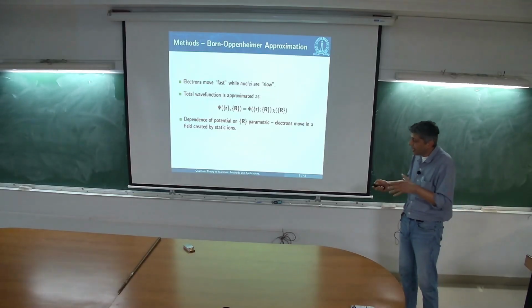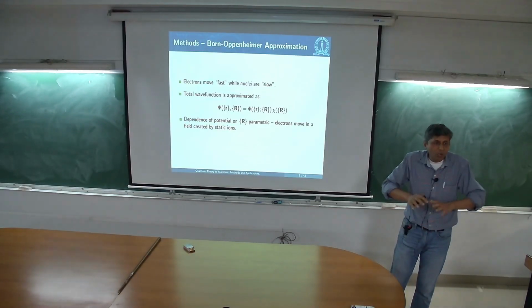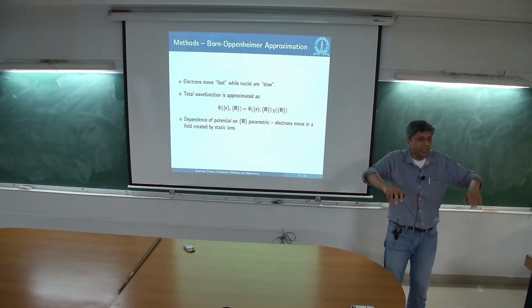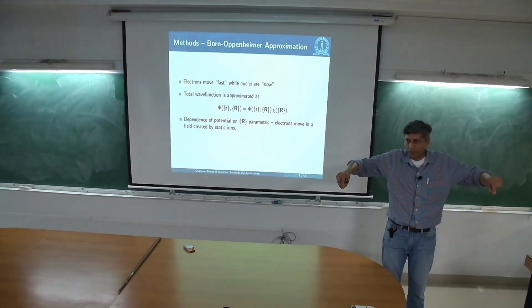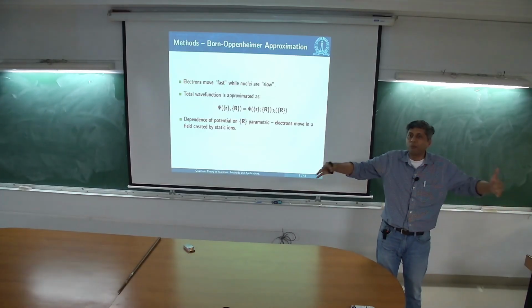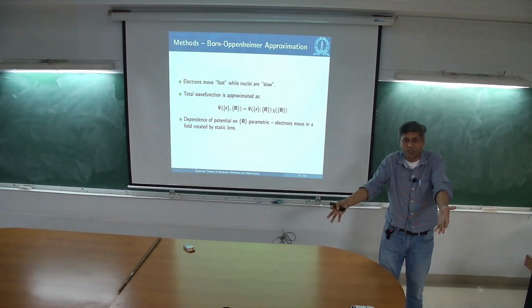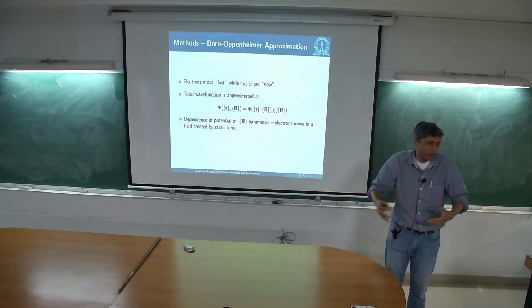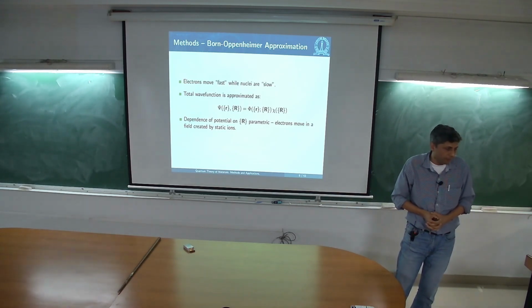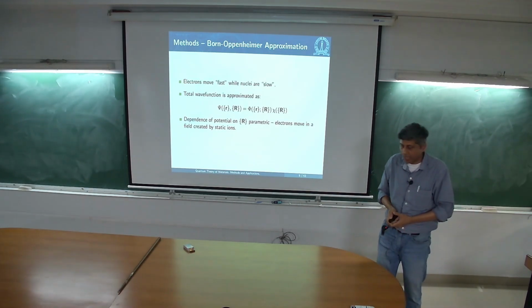And essentially what you're trying to say is that I'm not going to worry about the nuclei. The nuclei are fixed as far as my calculation is concerned, and they give me an effective potential in which the electrons move. And if I move the nuclei, I find a new potential in which the electrons move. Okay? This is called the Born-Oppenheimer approximation.